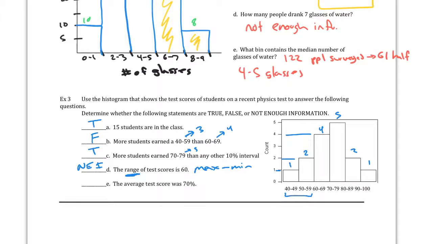Average test score was 70%. Here's another one we don't know. The histogram doesn't tell us the mean. So this is not enough info also.